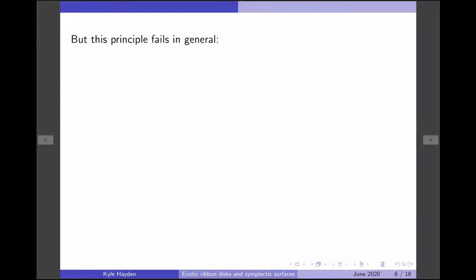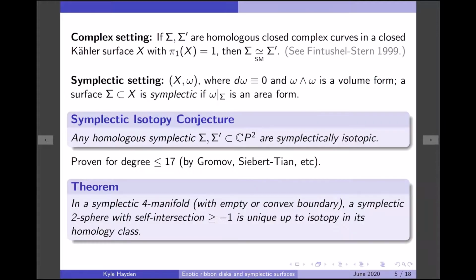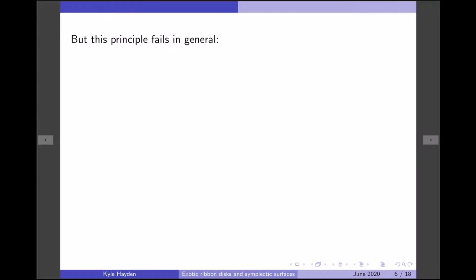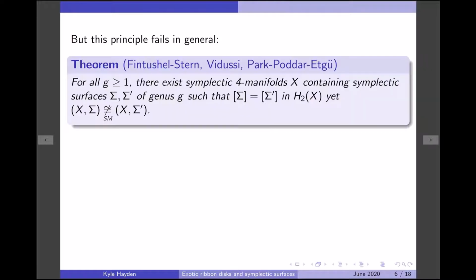And for the results I mentioned, even just the homology class determines the smooth isotopy type. However, this principle fails in general. Combining work of several authors, we get the following result: for any genus greater than or equal to 1, there are symplectic four-manifolds containing symplectic surfaces sigma and sigma prime of genus g that are homologous but are not smoothly isotopic. Indeed, there's no diffeomorphism of X taking one surface to the other at all.